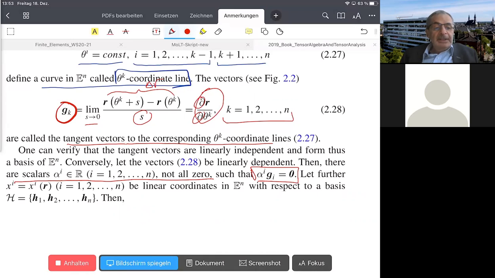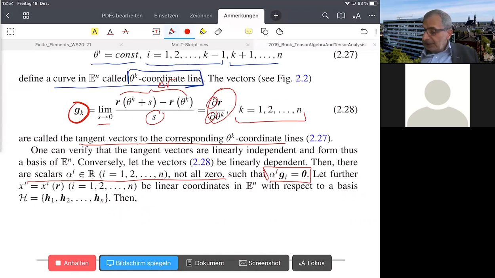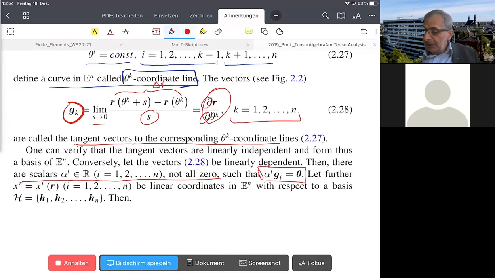Right? And now let me do the following. I introduce another coordinate x, for example linear coordinates. I take this basis h. Remember, we discussed that if we define these coordinates x with respect to this basis, these are so-called linear coordinates. So I introduce this basis and calculate my linear coordinates, and then I can do the following.